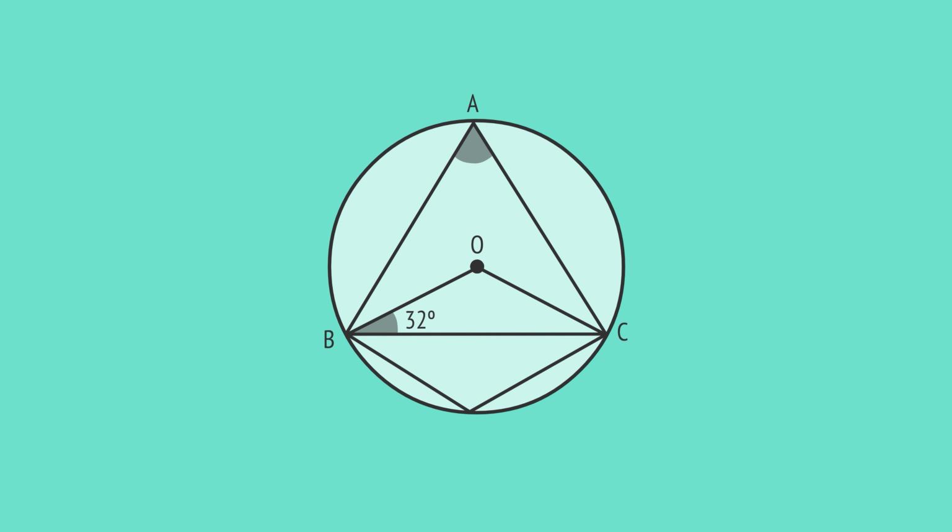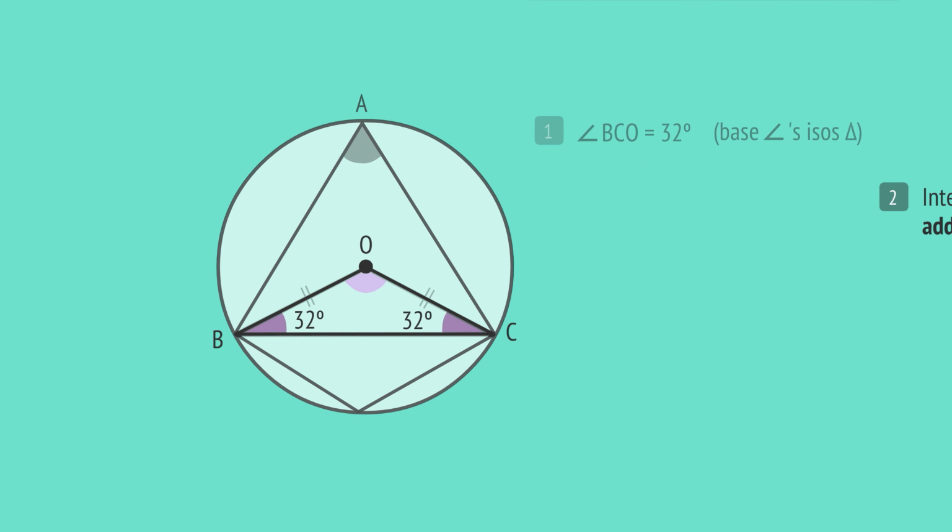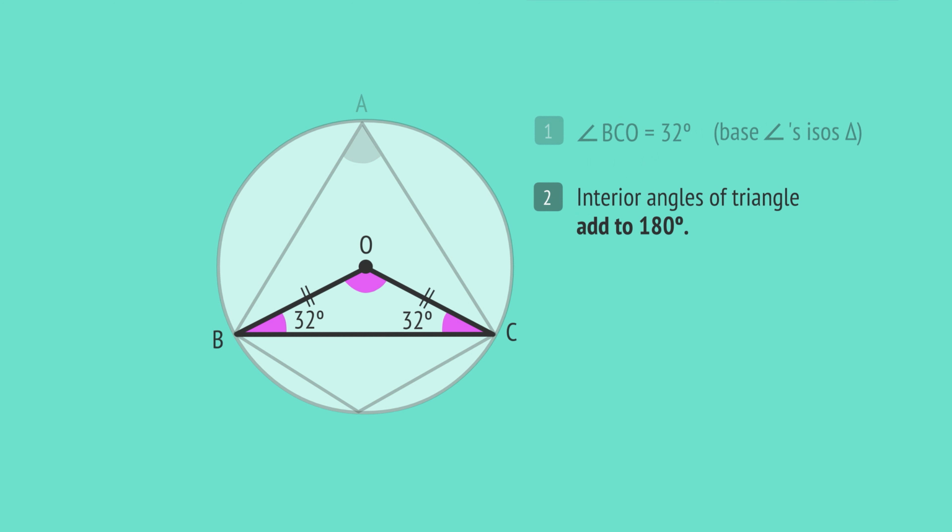In this problem, we are given this 32-degree angle made between the radius OB and the chord BC. How can we calculate this angle BAC? First, we can identify this isosceles triangle made from two radii. Since the base angles of an isosceles triangle are equal, we know angle BCO is also 32 degrees. We can now work out the third angle in the triangle, as we know the angle sum is 180 degrees. So this angle equals 180 minus the two 32-degree angles, giving 116 degrees.